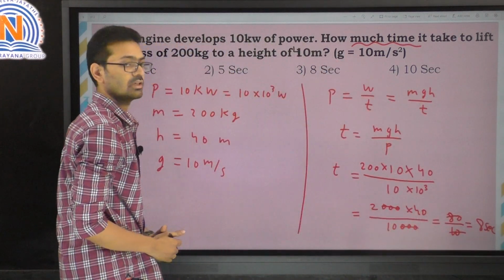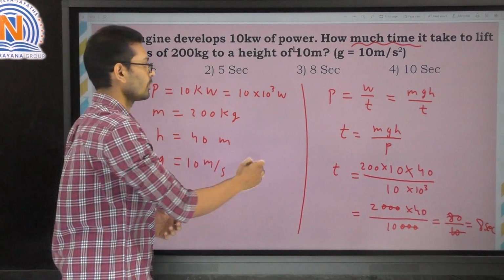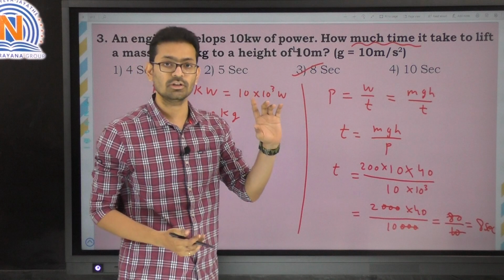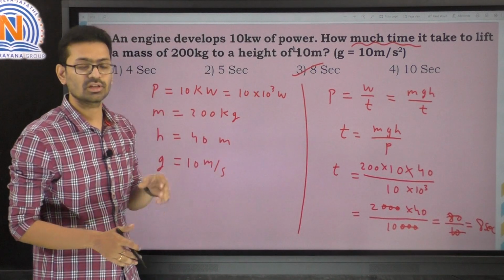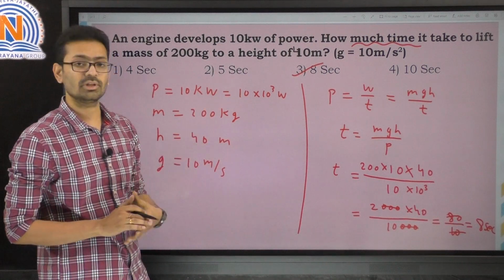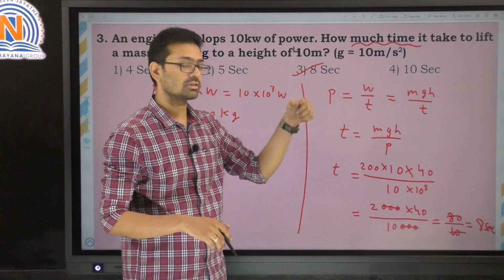Hope this is helpful. Now this is the third option. So it is 8 seconds. Corrected, it is 40 meters height. If it is 10, you would get 2 seconds, I think so, somewhat around. Option is not going to be there. Correct this. Your height is 40 meters.